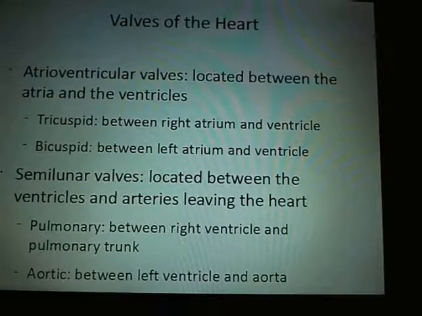Heart valves. You have heart valves that control the flow of blood through the heart, keep it from backflowing, make sure it's being pushed out into the arteries. You have the tricuspid between the right atrium and the ventricle. You have the bicuspid between the left atrium and ventricle. The semilunar valves are located between the ventricles and the arteries leaving the heart. Pulmonary between the right ventricle and pulmonary trunk, and the aortic between the left ventricle and aorta.